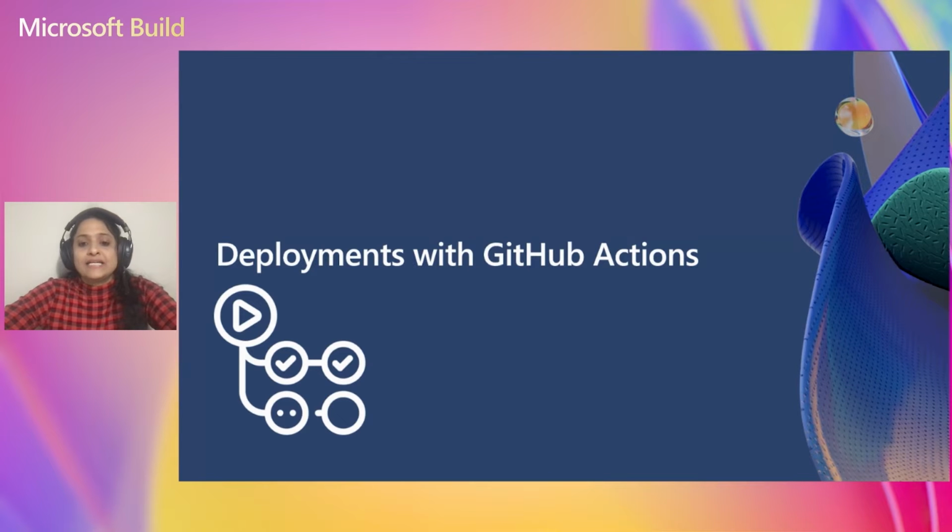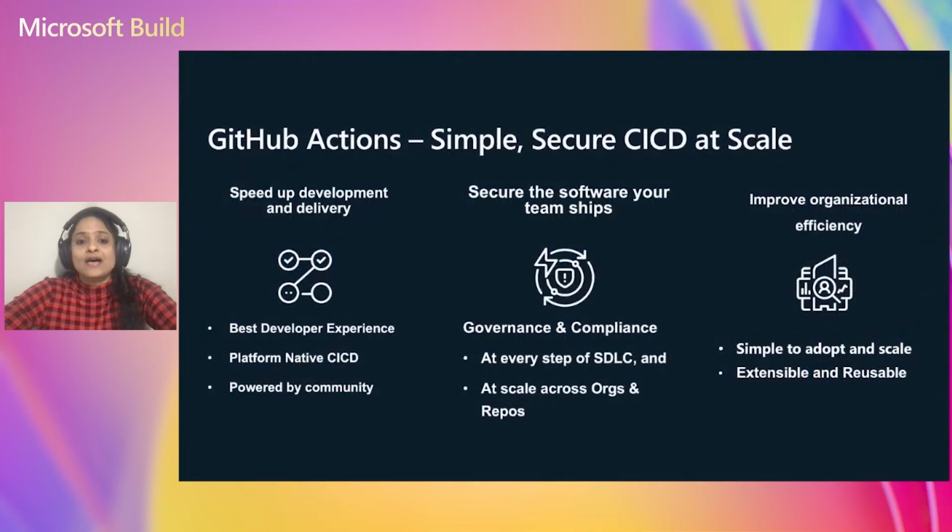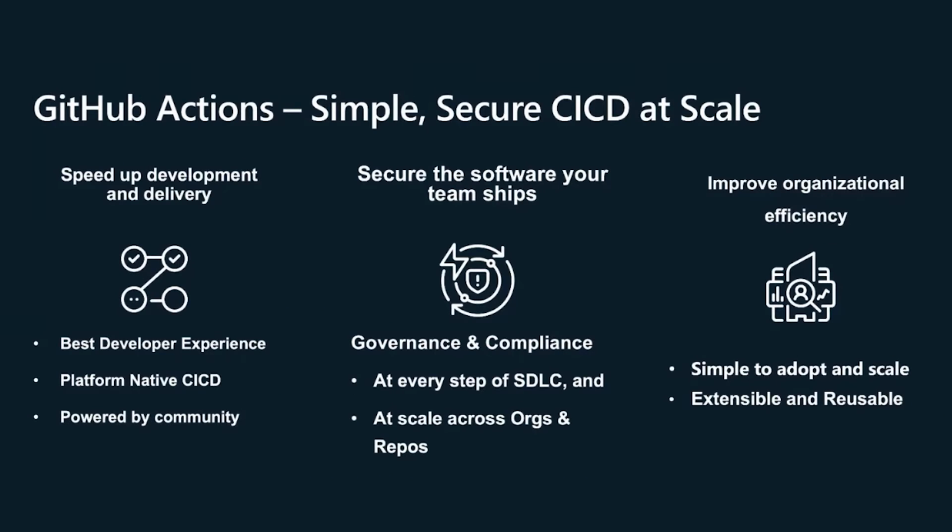As you're all familiar, GitHub Actions is our simple to implement, secure, and native CI/CD solution that is purpose built for all the automation needs of developers that work within GitHub. But today we'll focus on the deployments part of it. As you're all aware, it's a simple, secure CI/CD solution that is very native to GitHub integrated DevOps platform. And it ensures a very developer friendly experience that is also extensible and powered by community.